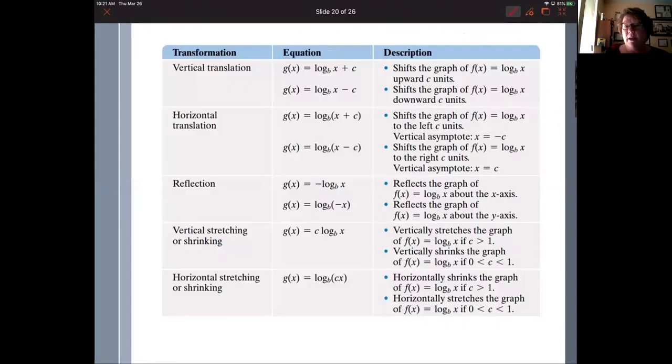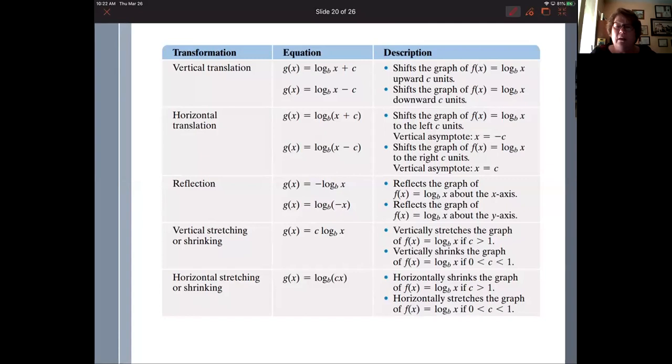Here are all of our translations, or transformations, of our function. These are the same transformations we've had all along. If I add a constant to the logarithmic function, that's a shift up. If I subtract a constant from the logarithmic function, that's a shift down. If I add to the input x, that's a shift to the left. If I subtract from the input x, that's a shift to the right. It also shifts the asymptotes, the vertical asymptote.